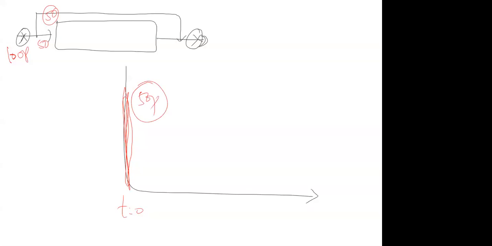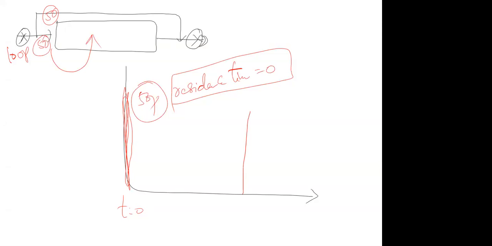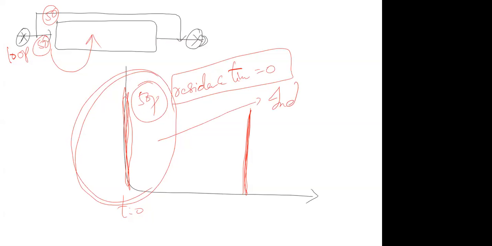Because for these 50 particles, the residence time is 0. They did not spend any time inside the reactor. Then the 50 particles which go through the reactor will come out after this much amount of time. So a peak initially at time t equal to 0 is an indication of bypass in the reactor.